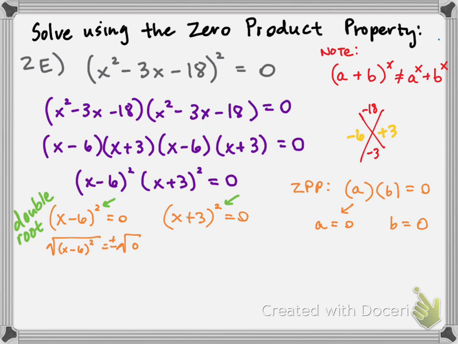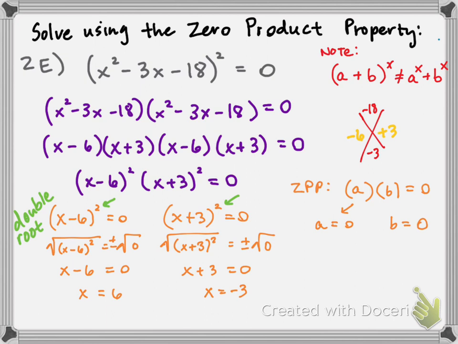X minus 6 quantity squared, and the square root of x plus 3 quantity squared equals the plus or minus of the square root of 0. But we know that 0 does not have a plus or minus because 0 is a neutral number, so we have x minus 6 is equal to 0, and x plus 3 is equal to 0. Solve for x appropriately, so we have x is equal to 6, x is equal to negative 3, but what we know is that 6 is actually a double root.